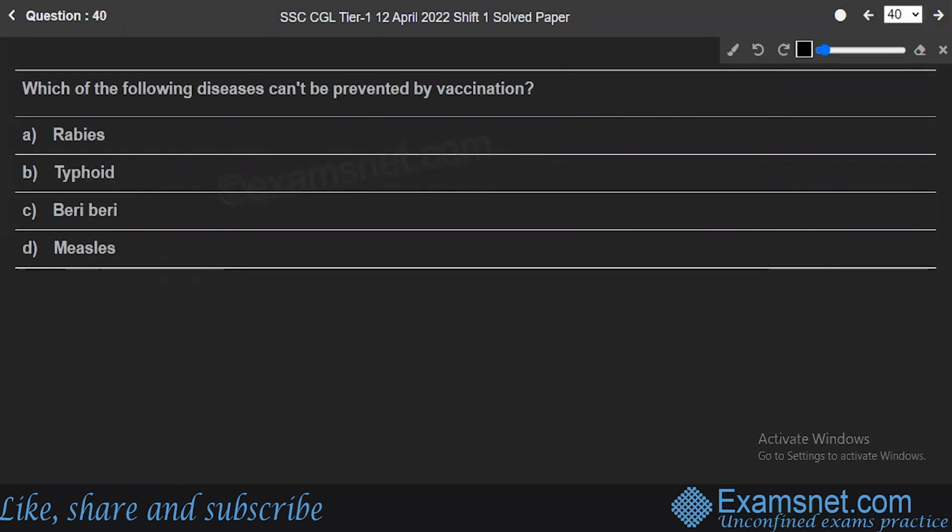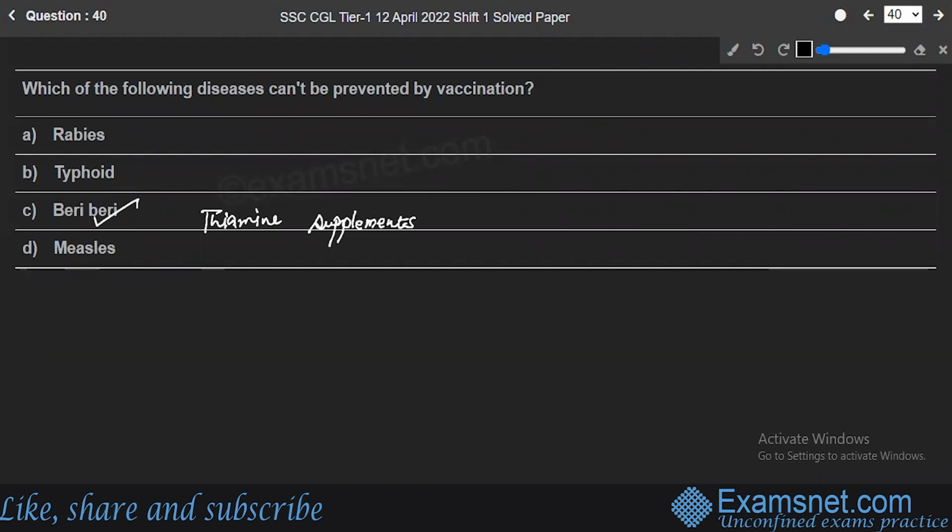Next question, which of the following diseases cannot be prevented by vaccination? Rabies, typhoid, beriberi, or measles? Which is the correct answer to the question? And the correct answer is beriberi. Beriberi is easily treated with thiamine supplements. Hence, it does not need any vaccine. The doctor may prescribe a thiamine shot or a pill for the same.